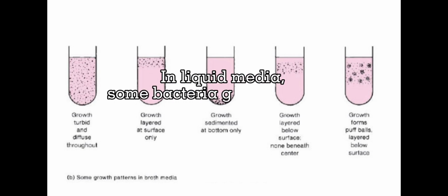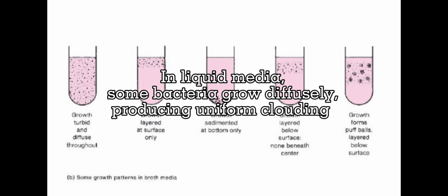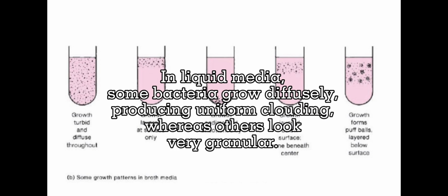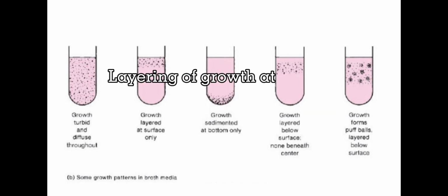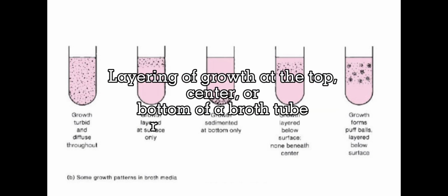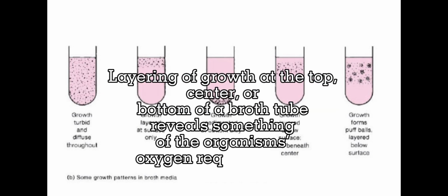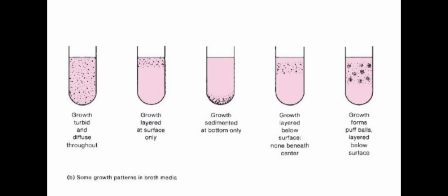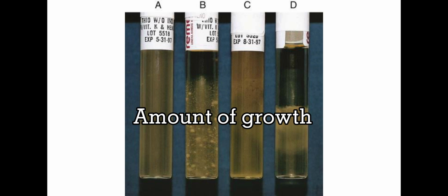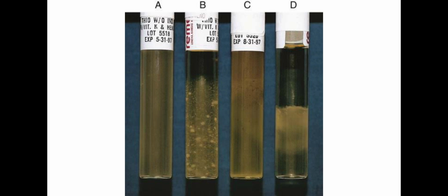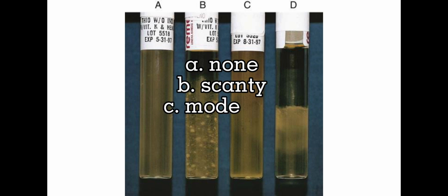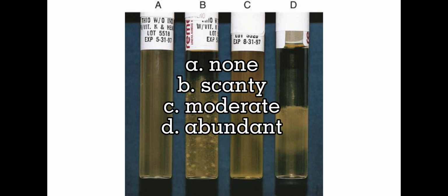In liquid media, some bacteria grow diffusely, producing uniform clouding, whereas others look very granular. Layering of growth at the top, center, or bottom of a broth tube reveals something of the organism's oxygen requirements. Amount of growth: A. None. B. Scanty. C. Moderate. D. Abundant.